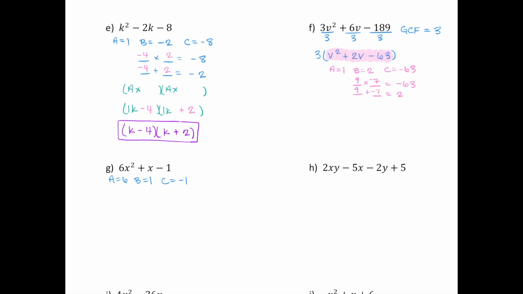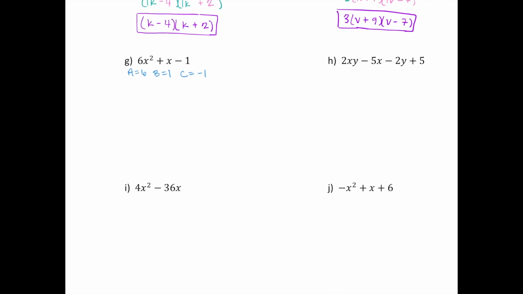9 and -7. And then we have our double axe, which in this case is a 1v and a 1v. We put them inside of our parentheses, but don't forget our GCF that we took out from the very beginning. And then we don't have to write the 1 out in front, so we can just have the 3 and then the v plus 9 and then the v minus 7 for the final answer.